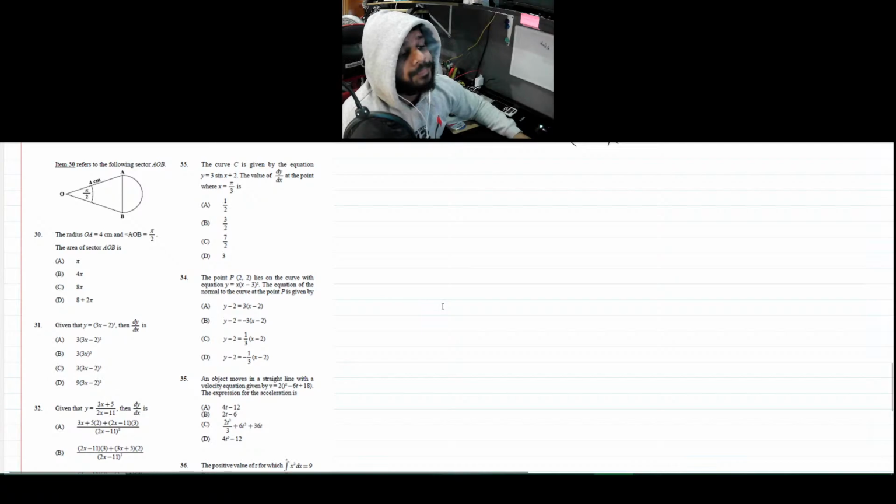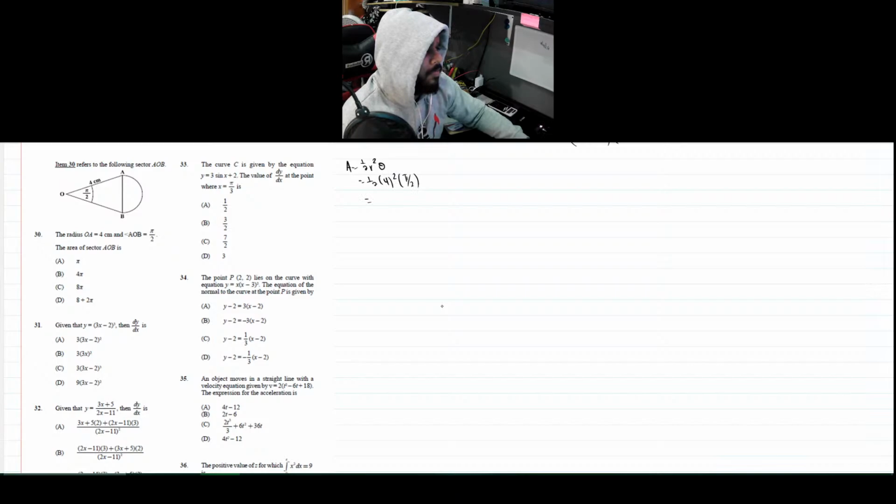Alright. The radius OA is 4 and the angle AOB is pi on 2. Find the area of the sector AOB. The area of a sector is a half r squared theta, which is a half times 4 squared times pi on 2. I'm leaving it in terms of pi. Half of 16 is 8, and 8 on 2 is 4. So that's 4 pi. You could use the shortcut here.